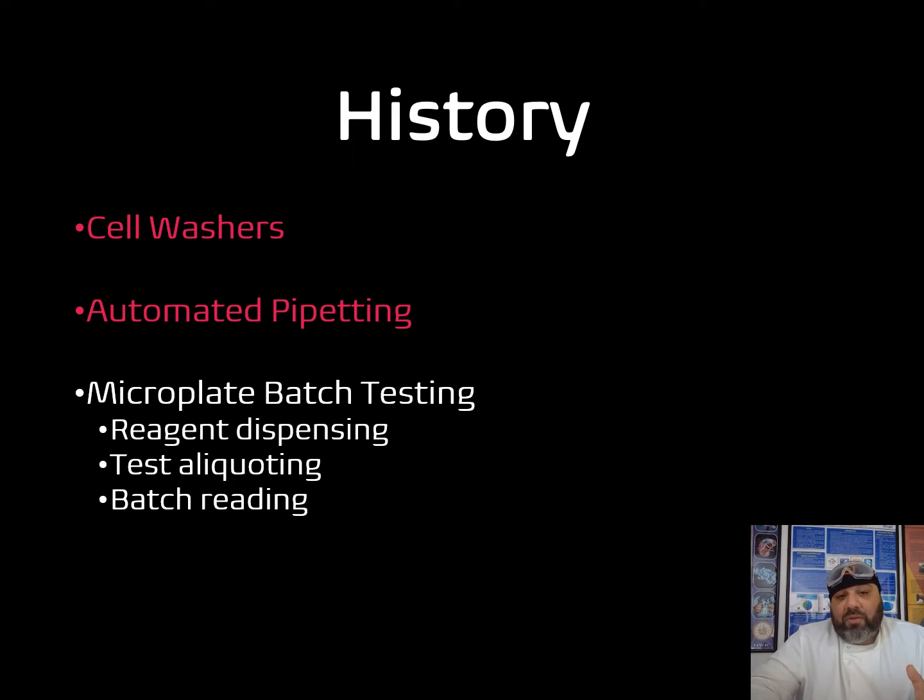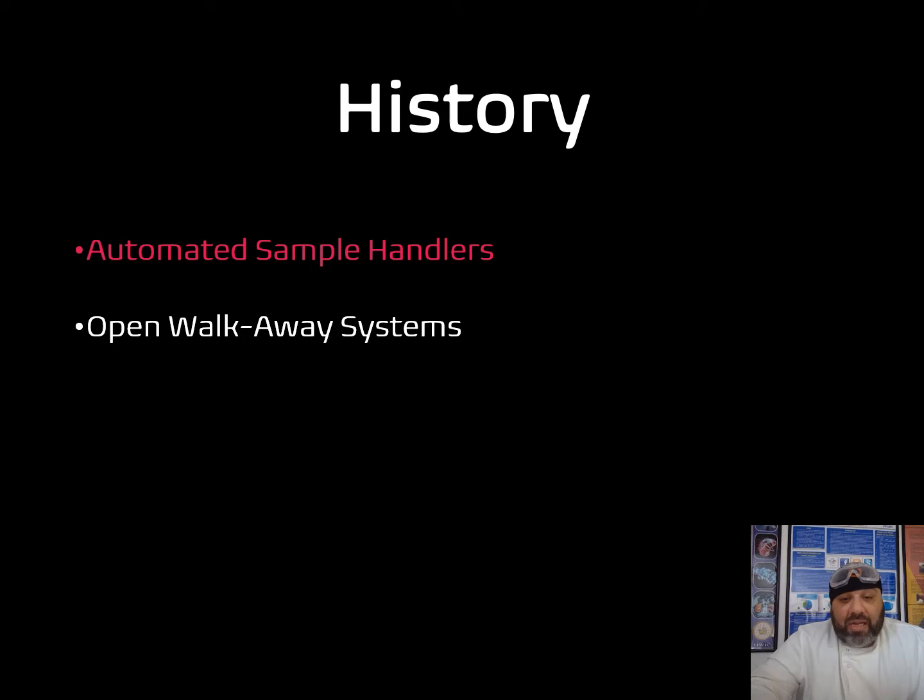Historically, automation or pathology automation was in some regard more restrictive. So, for example, there was equipment that related to cell washers, automated pipetting, and also microplate batch testing, which encompassed aspects that related to reagent dispensing, test aliquoting, and batch reading. And in line with this as well, in general pathology, there had been automated sample handlers, open walkaway systems.